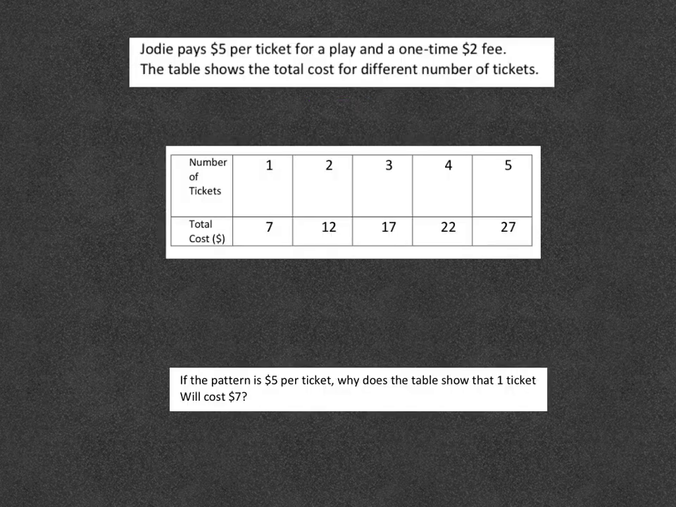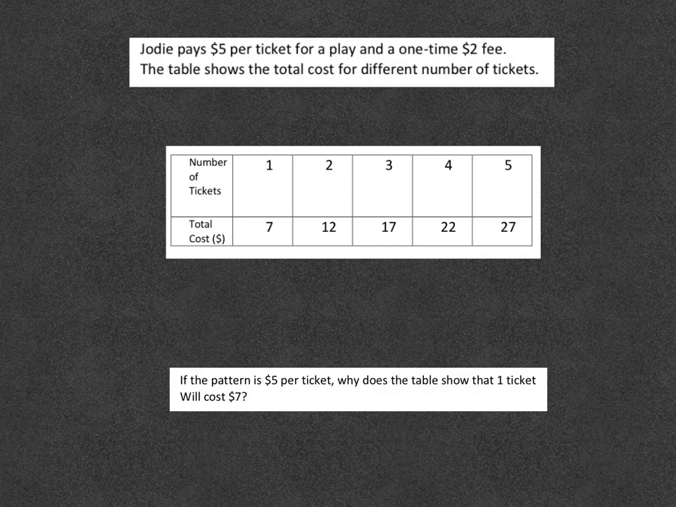Okay, the first example says, Jody pays $5 per ticket for a play and a one-time fee of $2. The table shows the total cost for different numbers of tickets. Sometimes you get a story problem and it makes it easier, but sometimes you only get a table. So we're going to kind of do this one together.